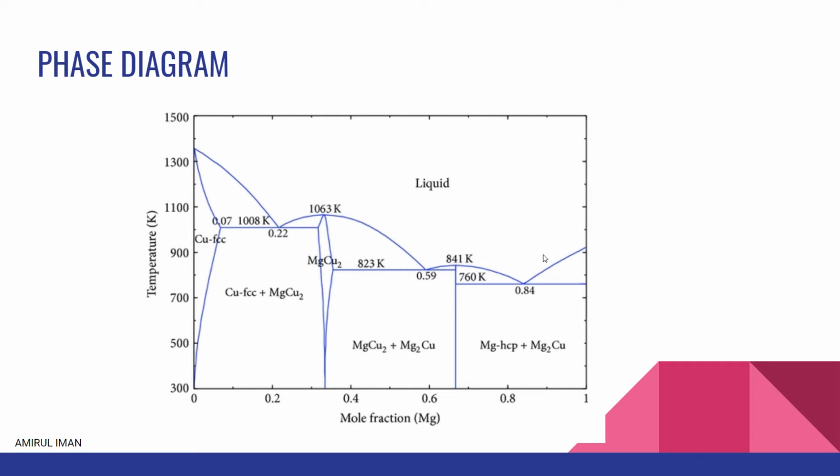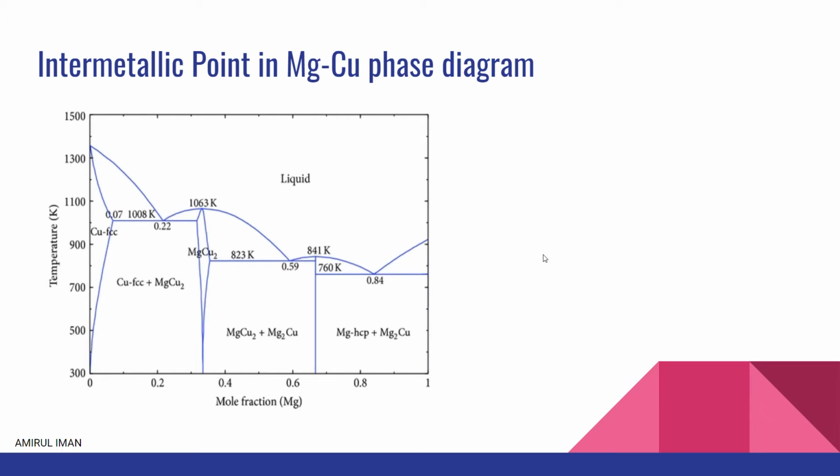This is the phase diagram for magnesium copper. So as we can see, the magnesium copper phase diagram has a lot of phases. So from our phase diagram, we can observe the more obvious things. The first one is intermediate point. So how do we find our intermediate point? We can see from our solid solution. So here we can see that we have a Cu FCC and MgCu2, and here we have MgCu2 and Mg2Cu.